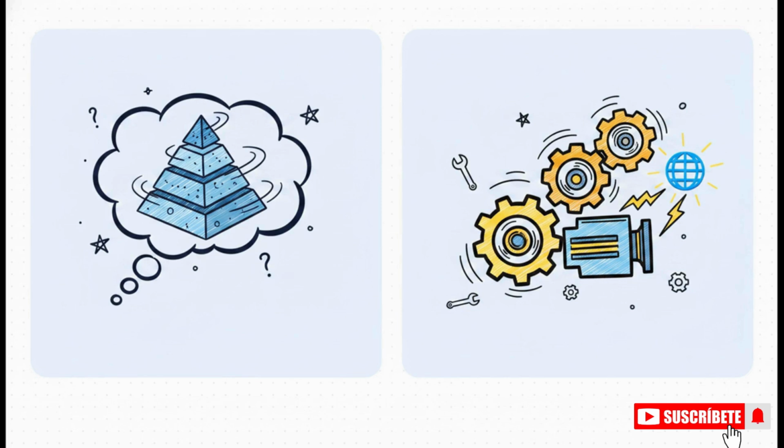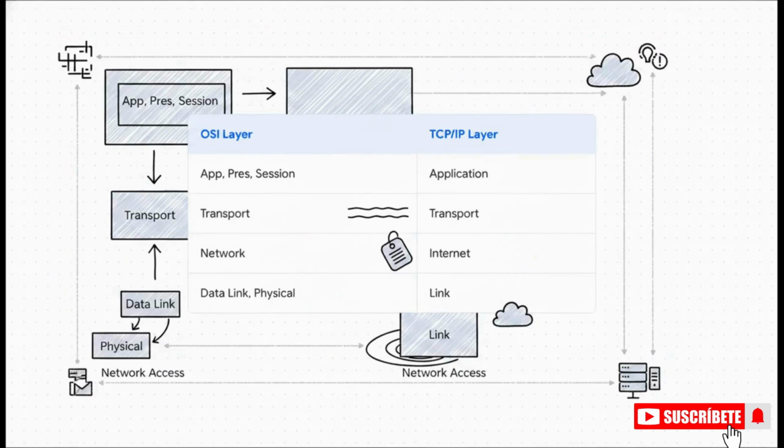The actual functional model that runs the modern internet is the TCP/IP suite. Developed by the U.S. Department of Defense through DARPA, the TCP/IP suite became the absolute undisputed industry standard just because of its raw efficiency and practicality. When you actually compare the two side by side, it's pretty cool.